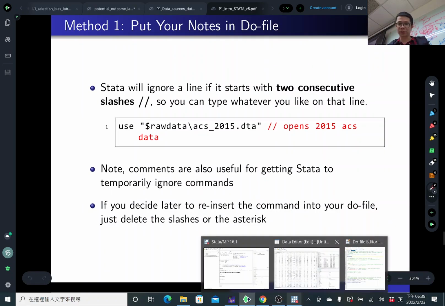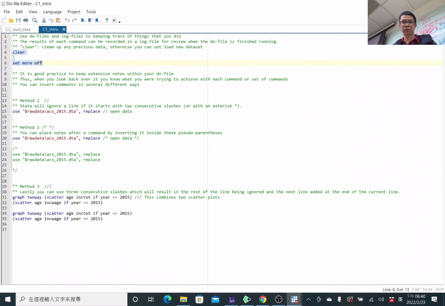I just open the do file. The first method is you type two slashes. It will become green, and Stata will know this is notes, not a command. If you do not type the two slashes, it will be treated as a command. But this is not a command, so it will show some error arrow. So you type two slashes, and it will become the notes.